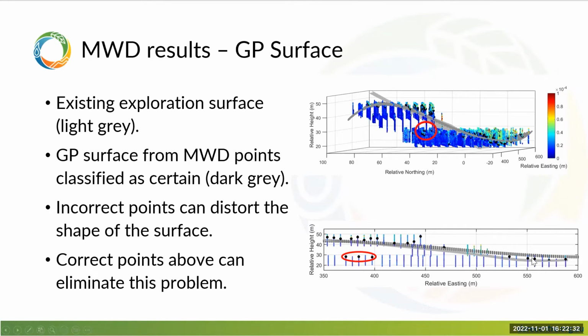And just looking down here, you can see that where the original surface comes through straight, because it hasn't got any local data, you've actually got a little bit of a curve when you come through the MWD.